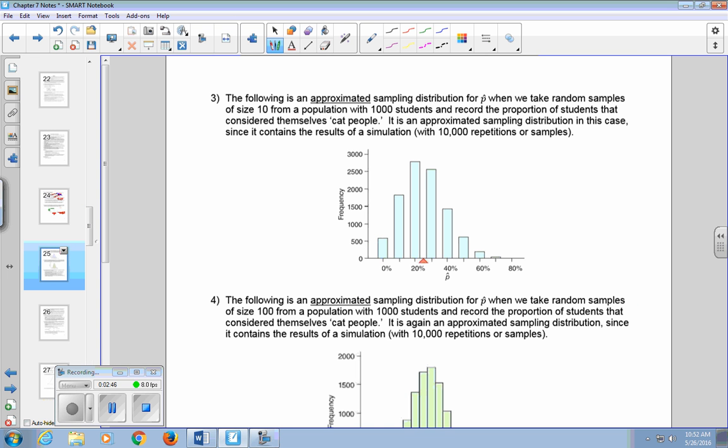Okay, number 3, we've got an approximated sampling distribution. The following is an approximated sampling distribution for p hat. We take random samples of size 10 from a population with 1,000 students and record the proportion of students that consider themselves to be cat people. It's an approximated sampling distribution in this case, since it contains the results of a simulation, and it had 10,000 repetitions or samples. Keep in mind, in this case, we also had a population, oops, I need to use p and not p hat, I'm talking about the population with 25% cat people.